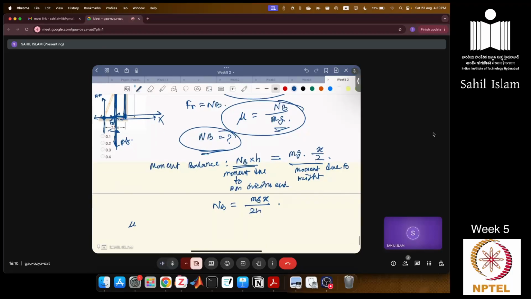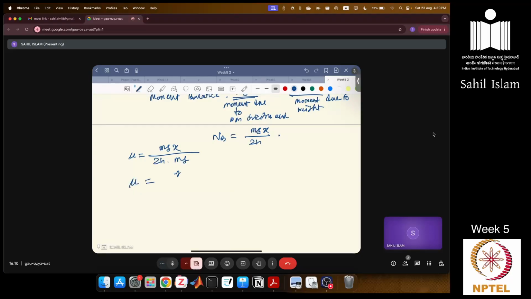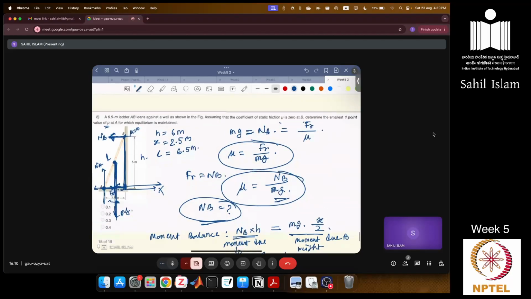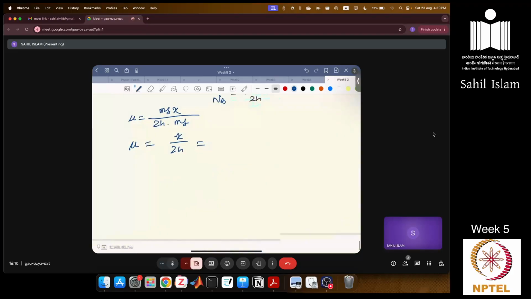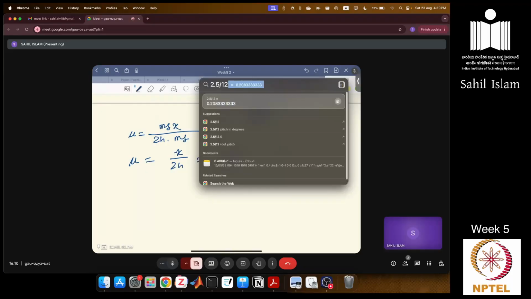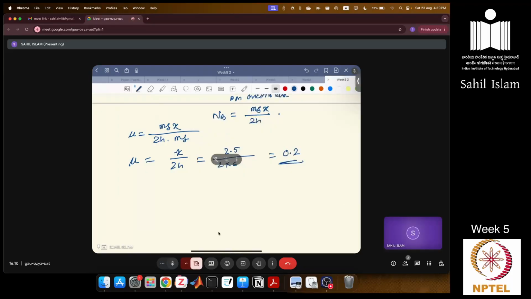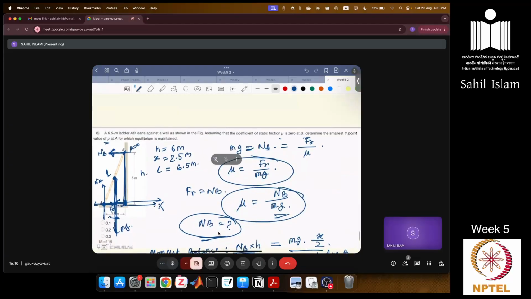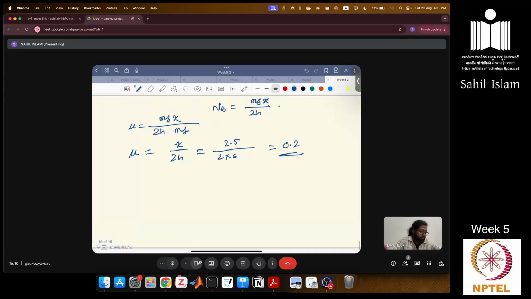So mu becomes mgx by 2h by mg. So mu becomes x by 2h. So x is 2.5 meter, h is 6 meter. So 2.5 by 2 into 6, which is 2.5 by 12. So 0.2. So the coefficient of friction has to be 0.2 for this equilibrium to be present.